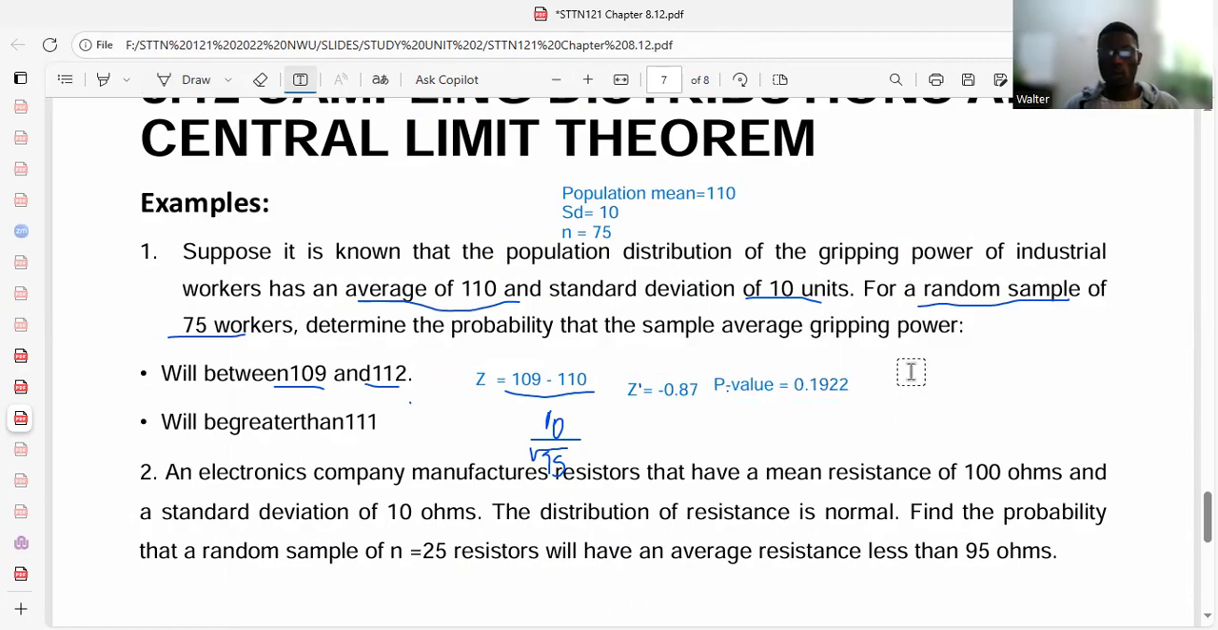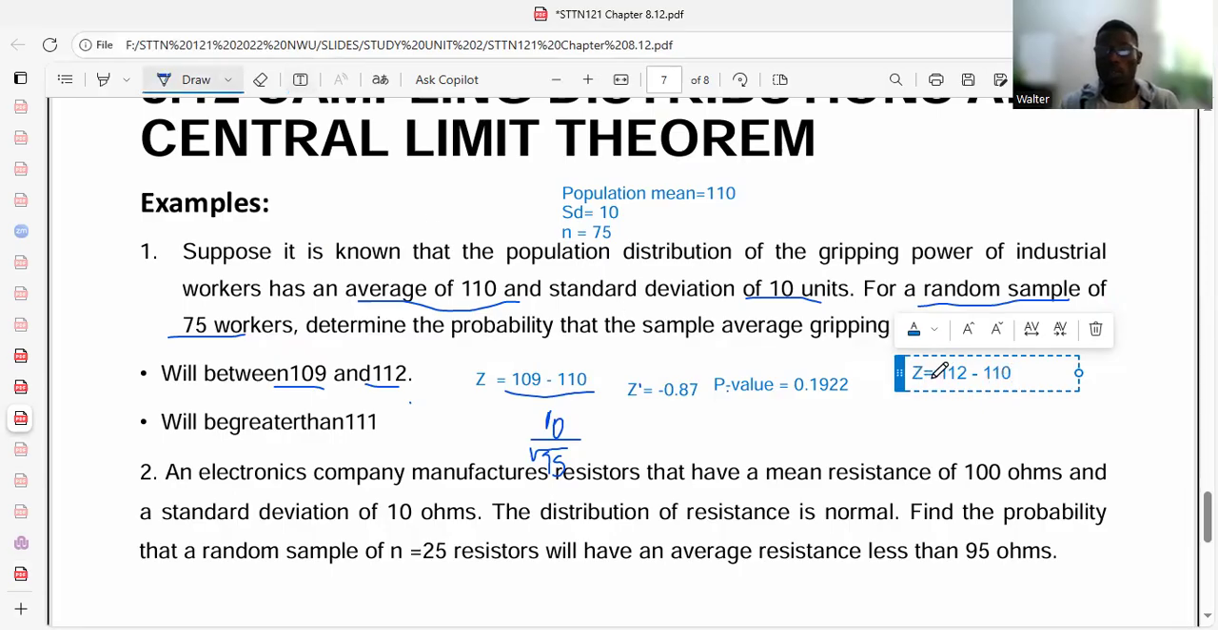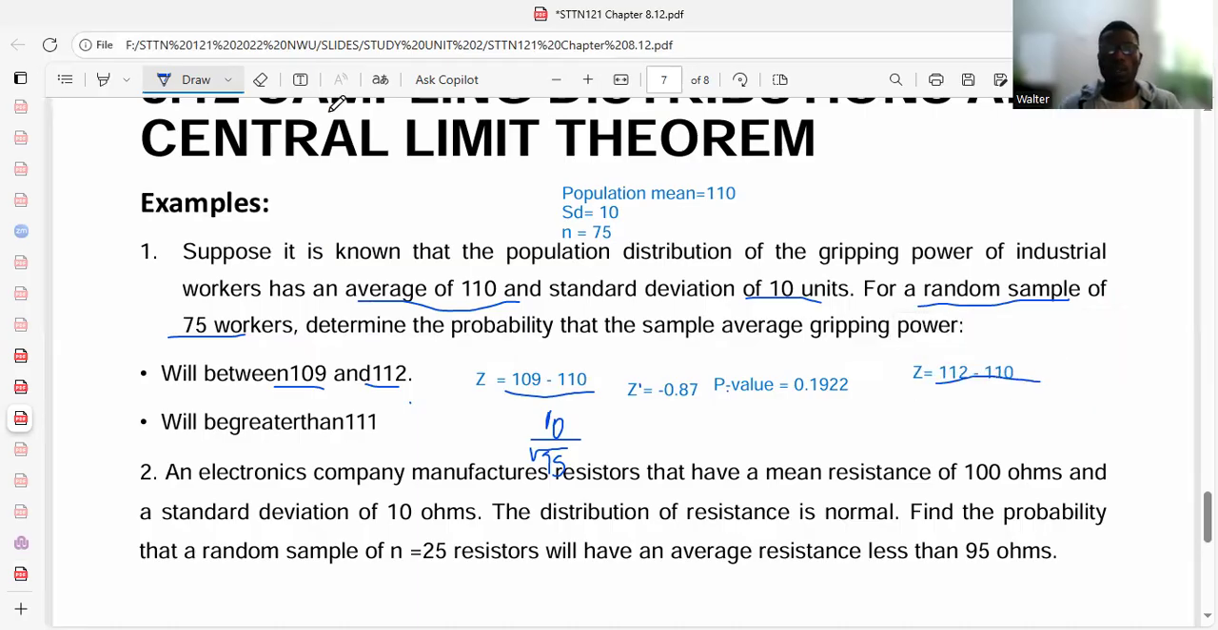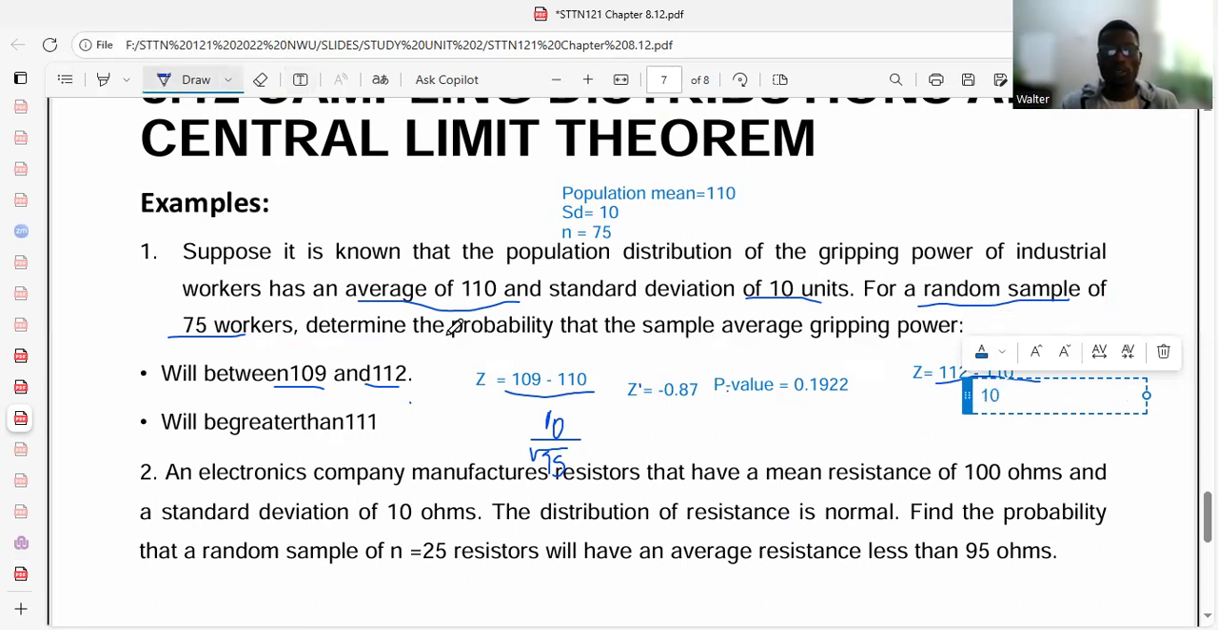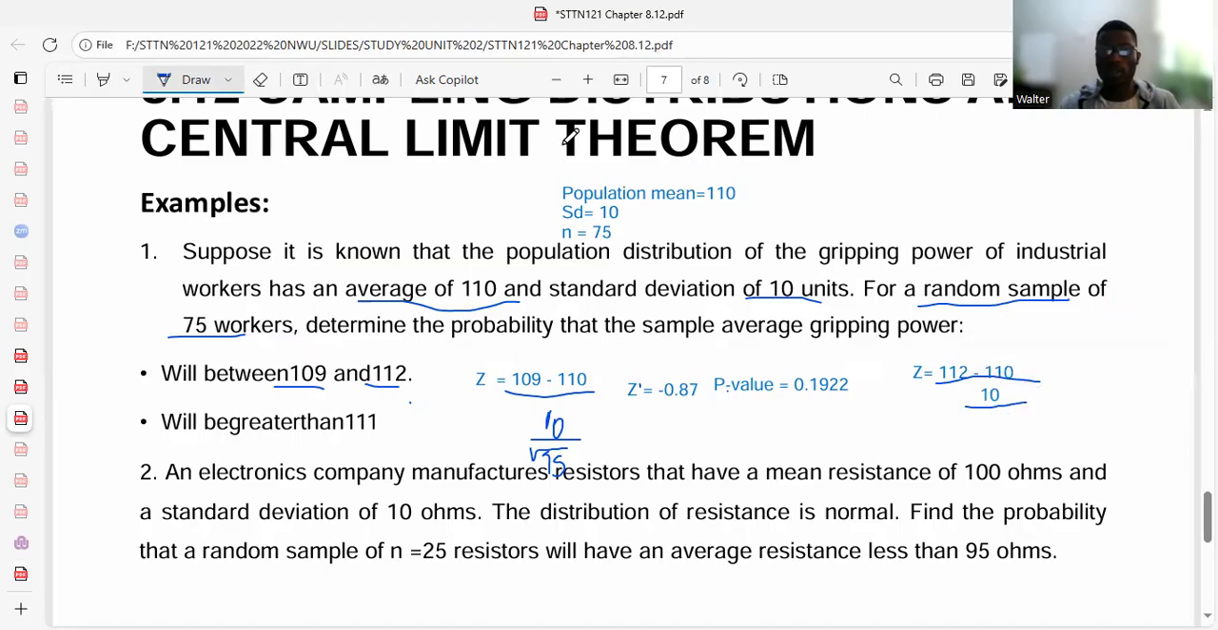We go to 112. Now the z is equal to 112 minus the population mean, which is 110. And then we divide by what? What is the standard deviation? Already we are given, which is 10 over the square root of 75.